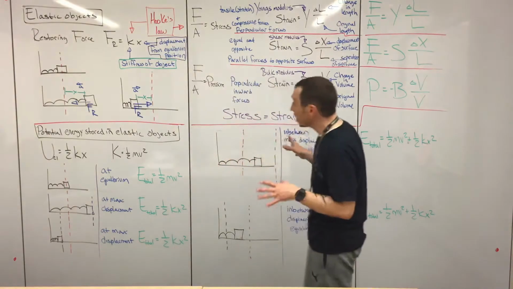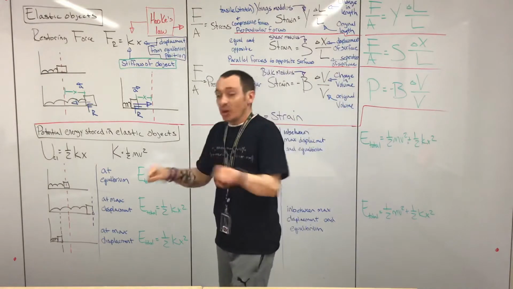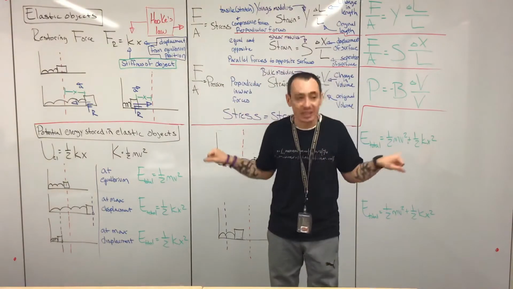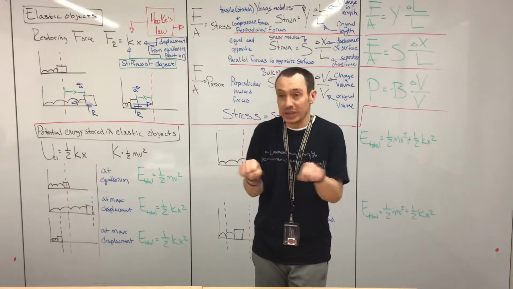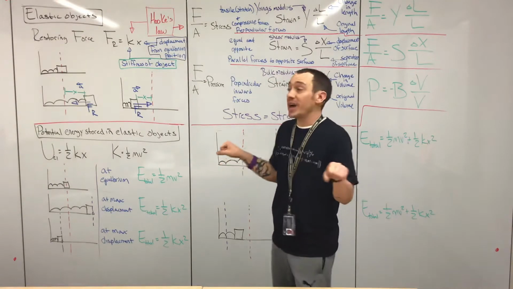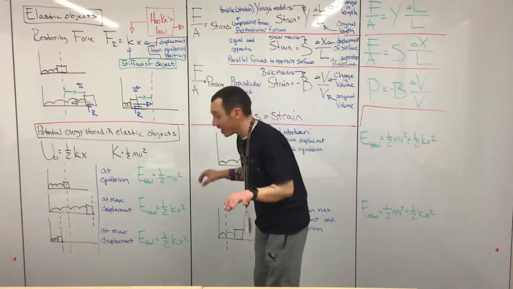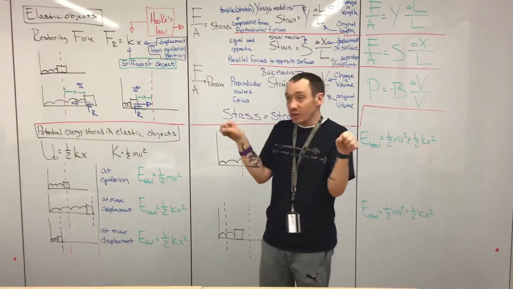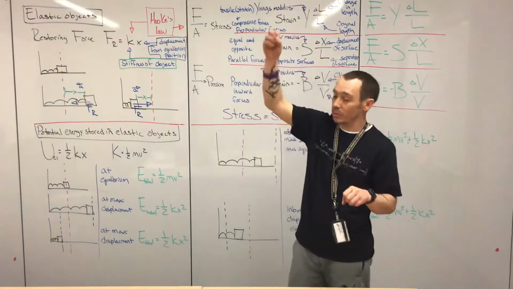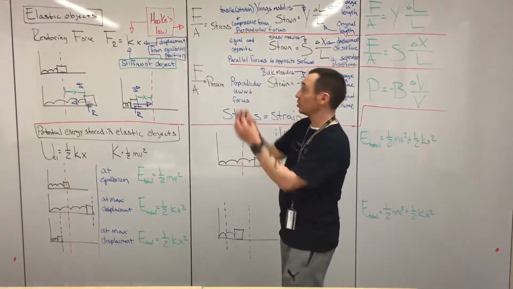So, elastic objects, what's going on? When you stretch something, what is it always wanting? What makes it elastic, what makes it stretchy, is the fact that it wants to go back to its original shape. Anything elastic, when you stretch it, wants to go back to its original shape. Like a ball, when you bounce it, it's elastic because it wants to return to its original shape.